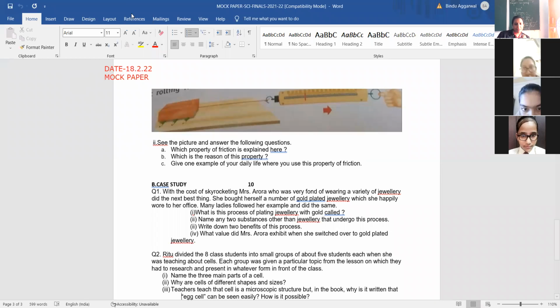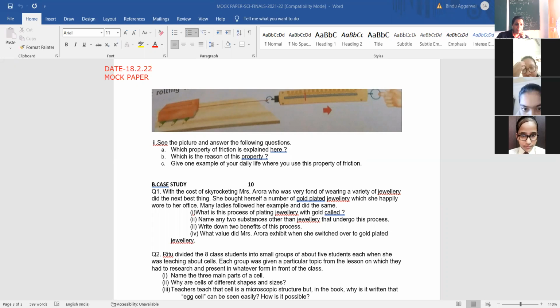Any example regarding the rolling friction in your daily life? Ma'am, rolling of the football. Rolling of the football plus rolling of luggage wheels.